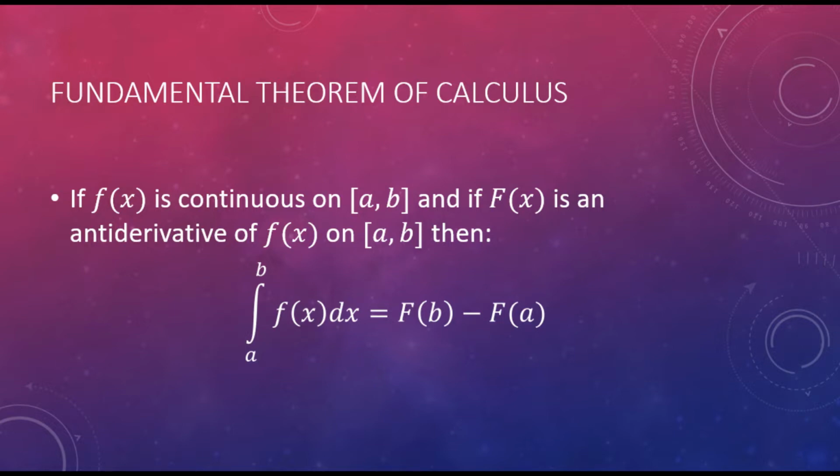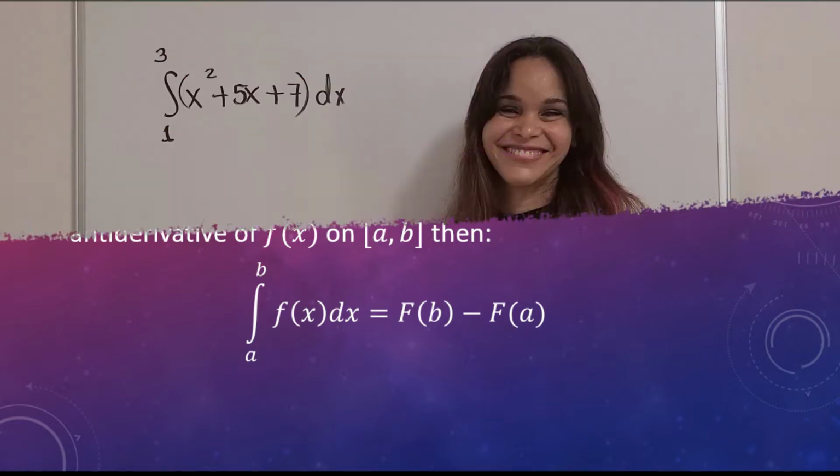We're going to need a function f of x continuous on a closed interval [a, b], and a capital letter F of x, an antiderivative of this function. And if that happens, then the integral from a to b of f of x dx is going to be equal to the antiderivative evaluated at b minus it evaluated at a. That means the upper minus lower. Remember that, upper minus lower.